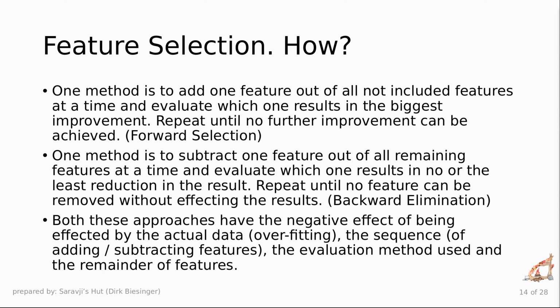Another method would be to take all the features and subtract one at a time and evaluate which elimination creates the least reduction in the result. If we are not affecting our result, then this means this feature is not contributing anything, or only very little. This way, we are reducing the total number of features one at a time. And we repeat this until removing any more features actually starts to have an effect on the results. This way is called backward elimination.